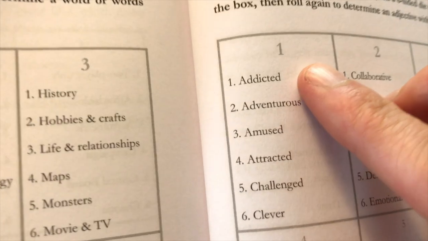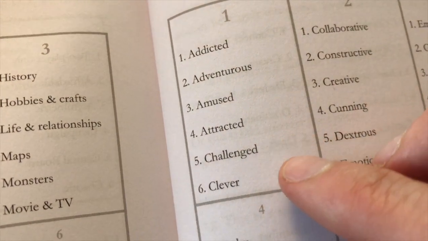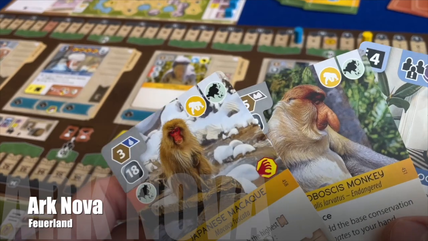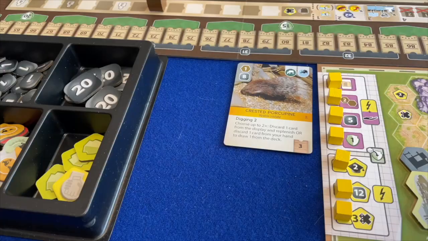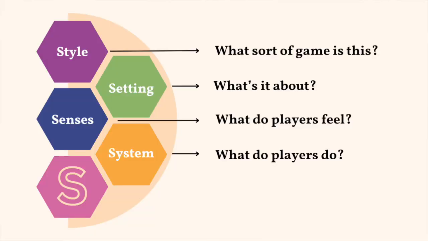So perhaps they feel addicted, they feel adventurous, they feel amused, they feel attracted, challenged, clever, cunning, dexterous, emotional. Okay, so what feelings are you trying to get from your players? So next, after senses, we look at the system.